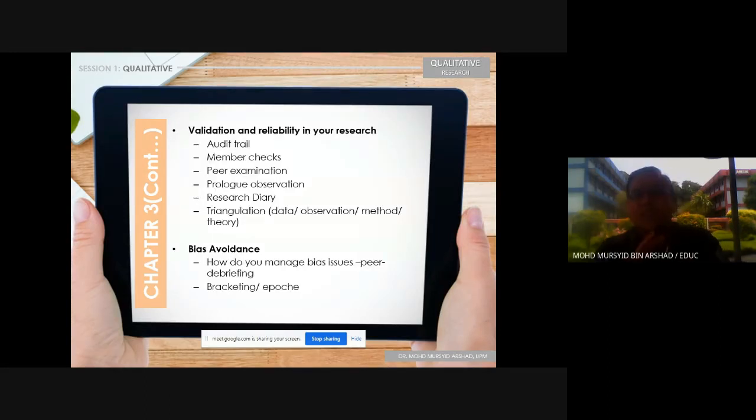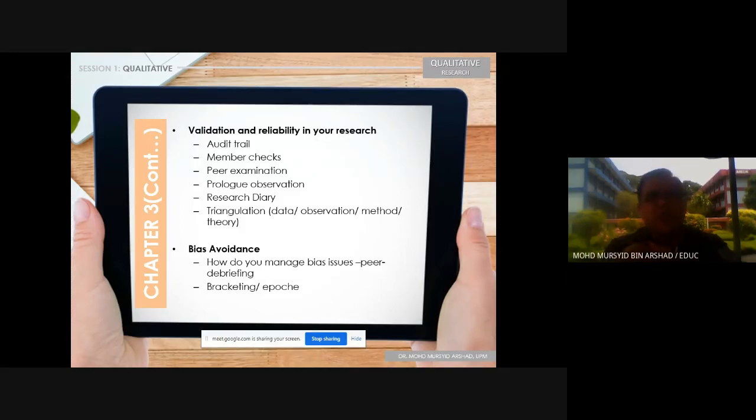After you have done your discussion on data analysis, you start to discuss validity and reliability in qualitative research. Validity and reliability are terminology from quantitative research. In qualitative research, it is called trustworthiness. Here you can explain the audit trail, the member check, maybe peer examination, maybe an external reviewer, which is peer debriefing. You can have a research diary, and you can have triangulation. There are four types of triangulation in qualitative research: data, observation, method, and theory. You explain these here in validation, and last but not least, you explain how you avoid bias.